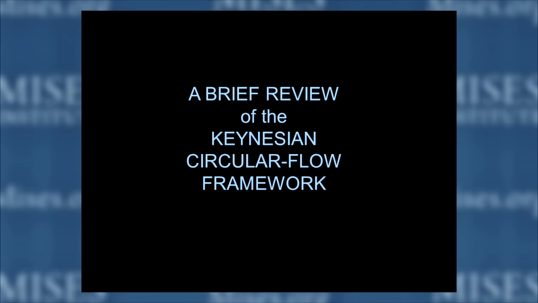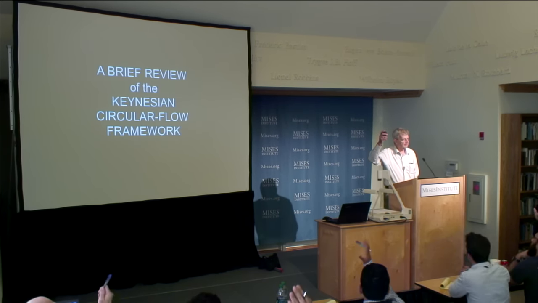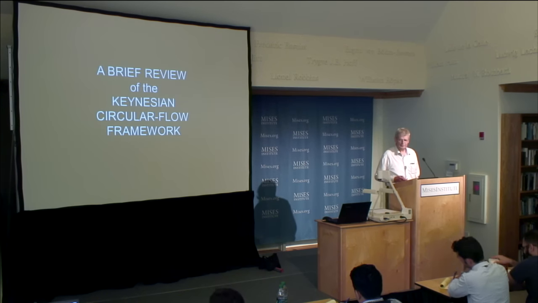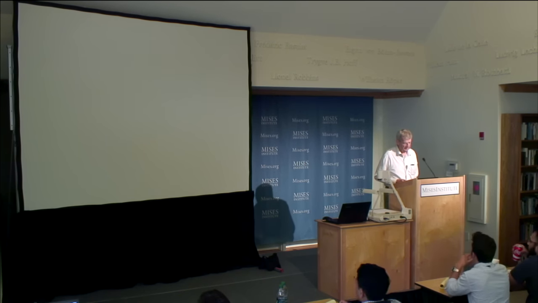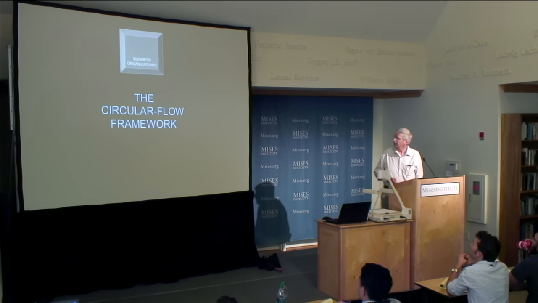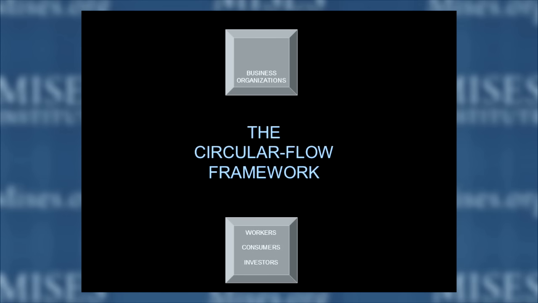Now, with apologies to many of you who have had a course in basic macro, and how many would that be? Okay, so lots of apologies here. We're going to take a brief review of the Keynesian circular flow framework, but you're going to see it's going to look a little different than what you've seen in the textbooks. Circular flow framework. And so we have business organizations, which is just a facility to bring workers and managers together. Downstairs, we got all the people. We got workers and consumers and investors. Okay? And it goes like this.